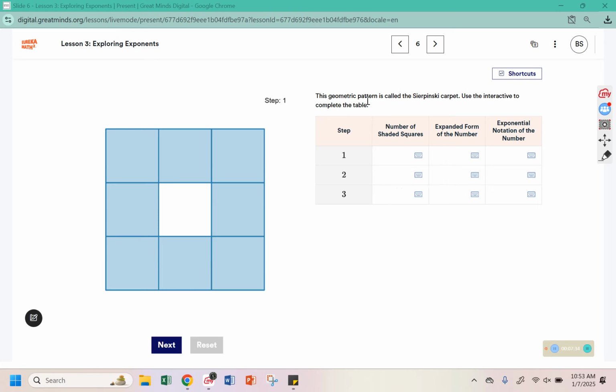In this geometric pattern, it's called a Sierpinski carpet. Use the interactive to complete the table. Here, in the first step, there are 1, 2, 3, 4, 5, 6, 7, 8 shaded squares.